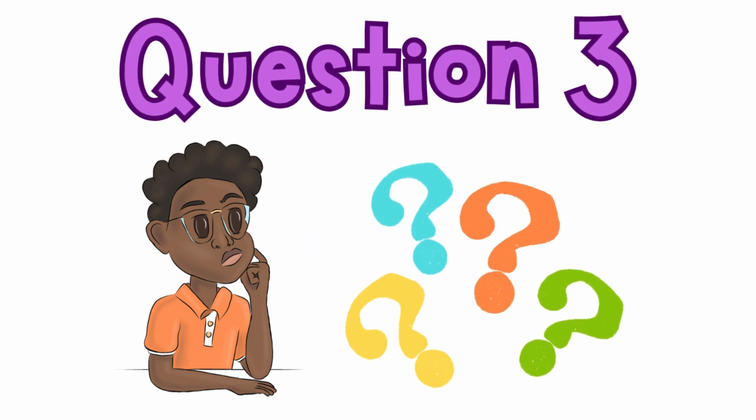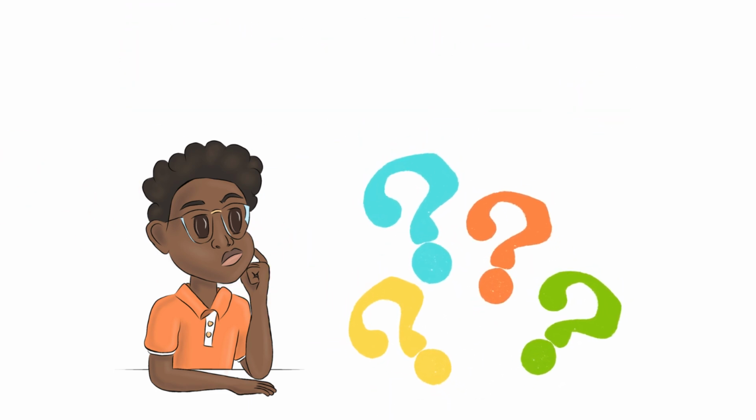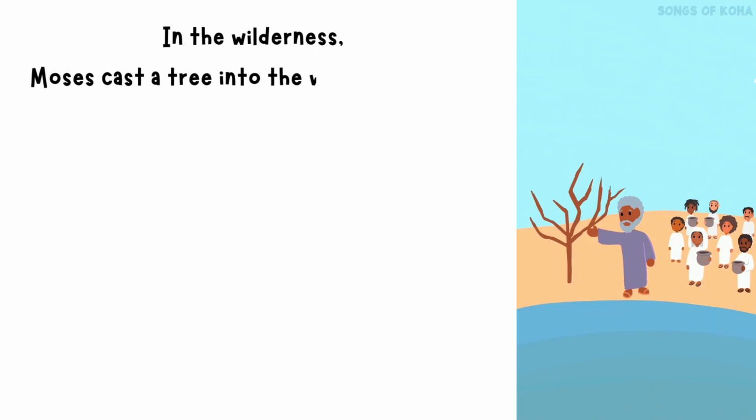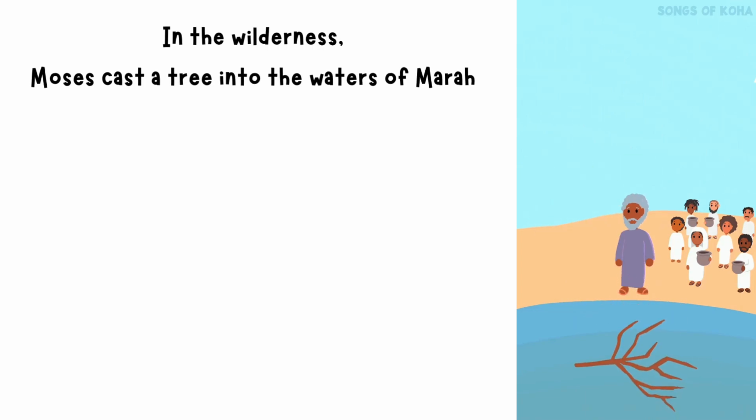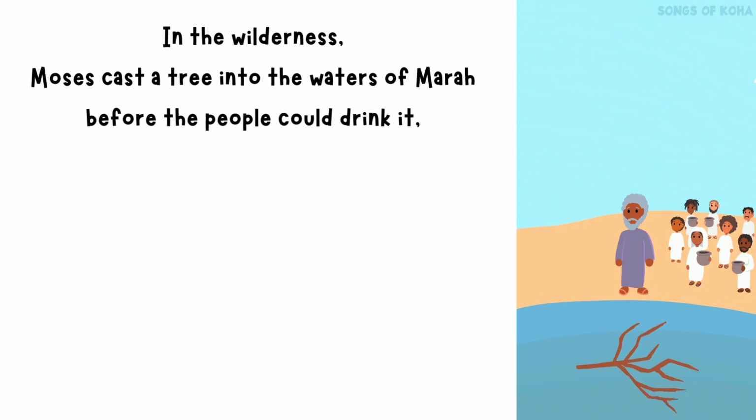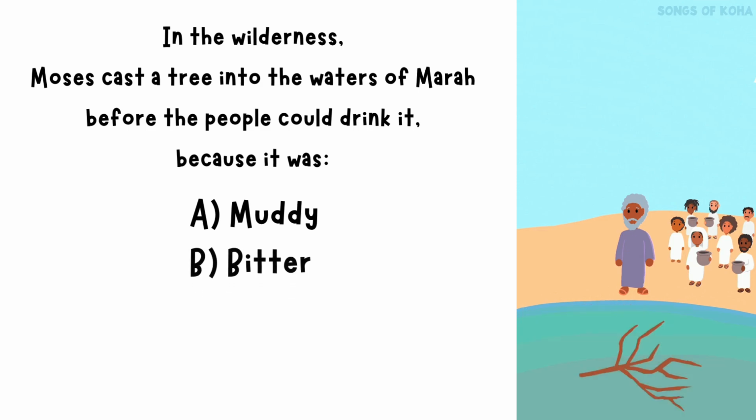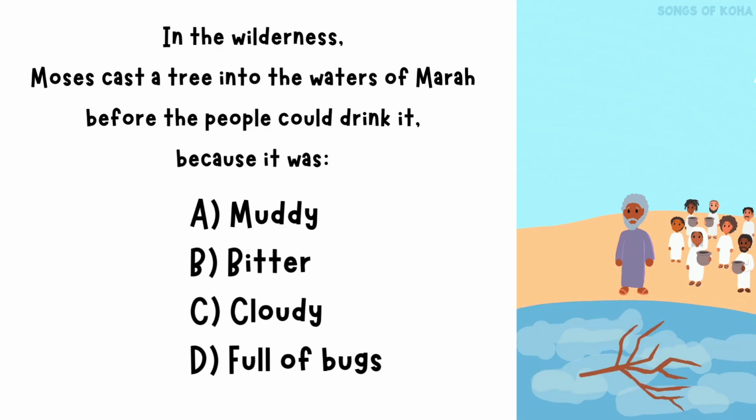Question 3. In the wilderness, Moses cast a tree into the waters of Marah before the people could drink it, because it was muddy, bitter, cloudy, or full of bugs.